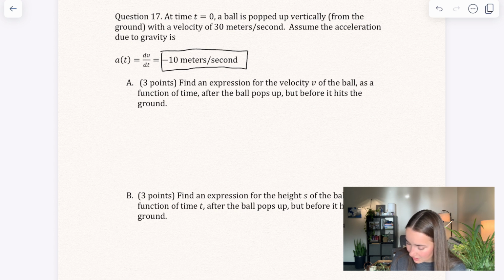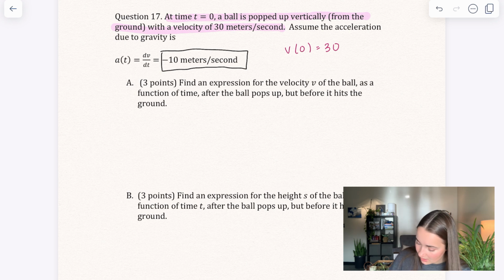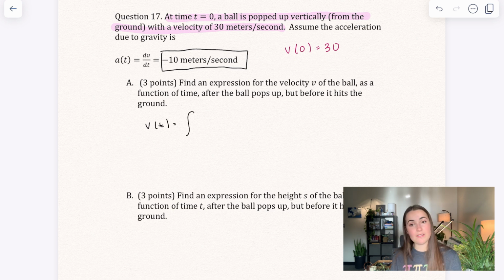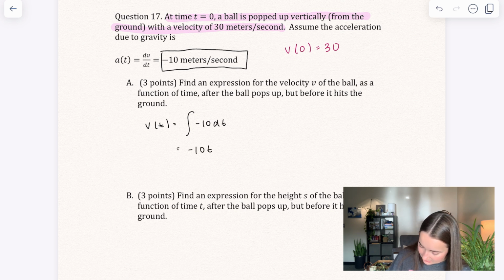So our first initial condition is that at t equals 0, the ball is popped up vertically from the ground with a velocity of 30 meters per second. So this tells me v of 0 is equal to 30. And that's our initial condition that we're going to use in order to find the velocity function. So v of t, our velocity function, is equal to the integral of acceleration, so of -10 dt. When I do that, I add on that t and some constant c, and now we're going to go ahead and use the initial condition.